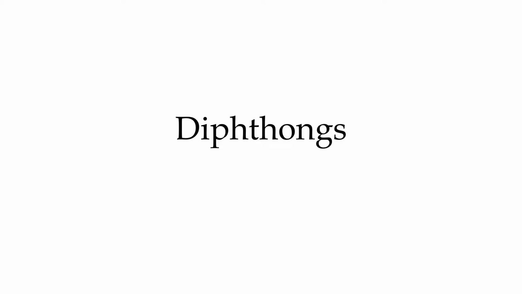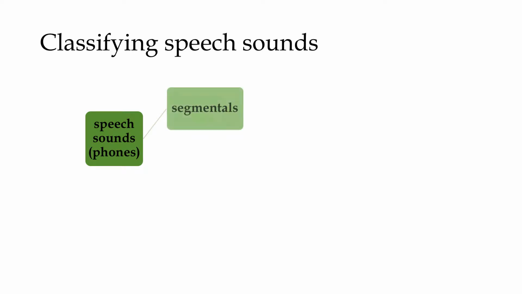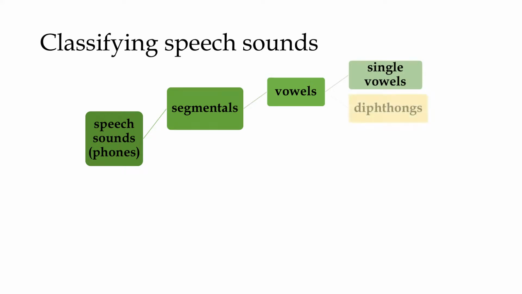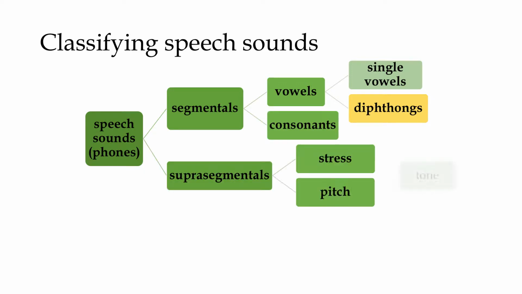In this video, we'll be talking about diphthongs. In this classification of speech sounds that we saw earlier, with speech sounds, phones, being divided into segmentals, segmentals being divided into vowels and consonants, and then vowels being made of single vowels or diphthongs. We talked about single vowels in the last video. In this video, we'll talk about diphthongs. And of course, there's all these other ones that we'll get to eventually: consonant, stress, pitch, tone, intonation.